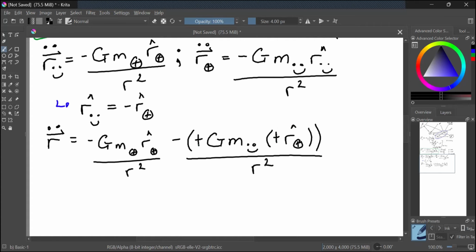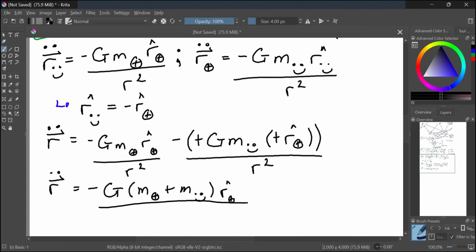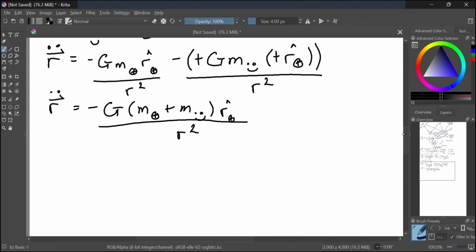So we can have our acceleration, the total acceleration, actually be minus G, mass of the Earth plus the mass of our satellite, the direction of the Earth, over distance squared. That was awful. Let's try that again. Now, this works, but I really don't want to write all of this because that's a term that's going to come up a lot in future equations.